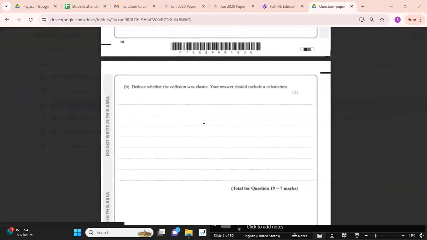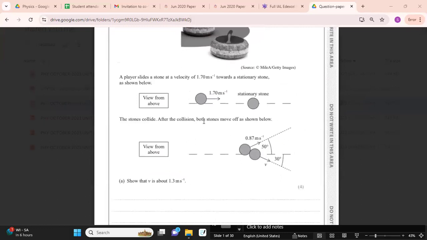I think the second part of the question, you can go ahead and attempt it yourself. Deduce whether the collision was elastic. Your answer should include a calculation. Okay, can you go back up now? Yes, this is another scenario. Okay, first you solve it and then I'll say what I want.